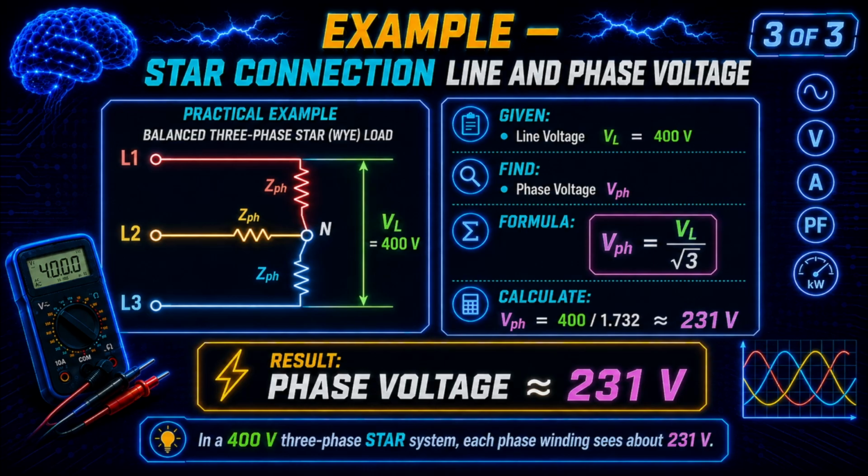Using the formula, V phase equals V line divided by square root 3. So, V phase equals 400 divided by 1.732. That gives approximately 231 volts. So the result is, phase voltage is about 231 volts. That means in a 400-volt three-phase star system, each phase winding sees about 231 volts. Now that we understand the star connection, next we can look at the delta connection and see how line voltage and phase voltage relate there.